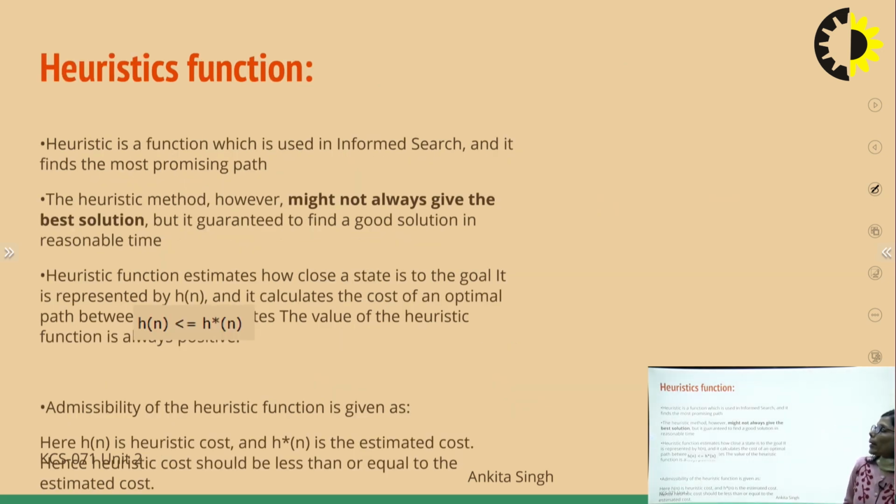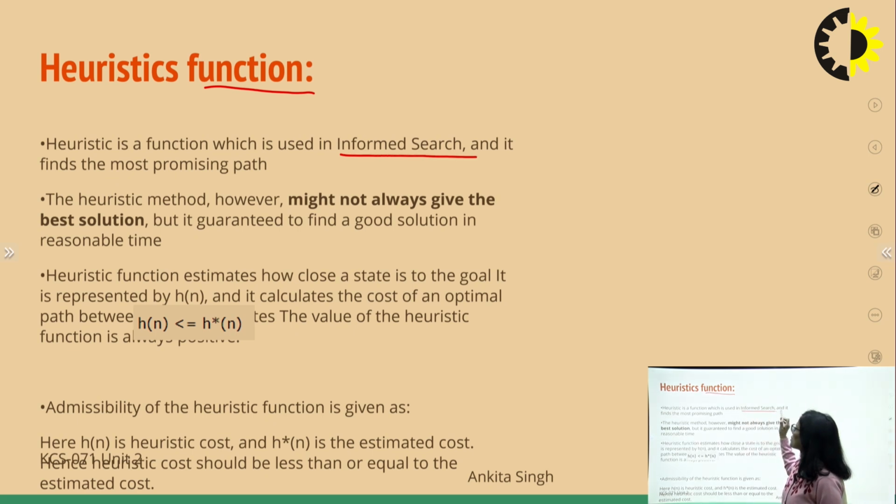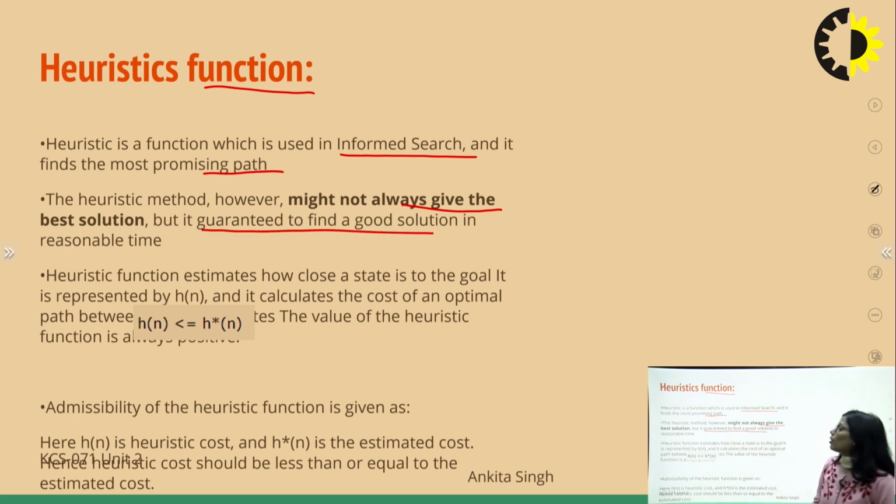Now, when we are talking about heuristic search technique, the important thing is your heuristic function. The heuristic function will give you a value, and it is just a value that will help you reach the goal faster. It is a function which is used in informed search, and it finds the most promising path. The heuristic method, however, might not always give the best solution, but it is guaranteed to find a good solution. Your uninformed search techniques always guarantee you the best, the most optimal solution. But your heuristic search technique does not guarantee that.